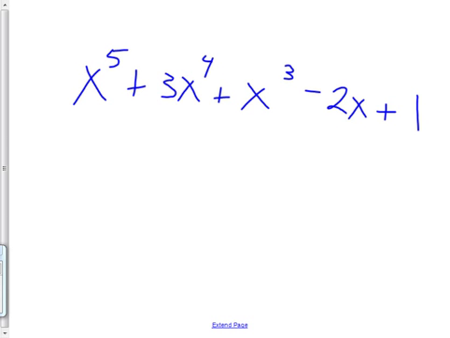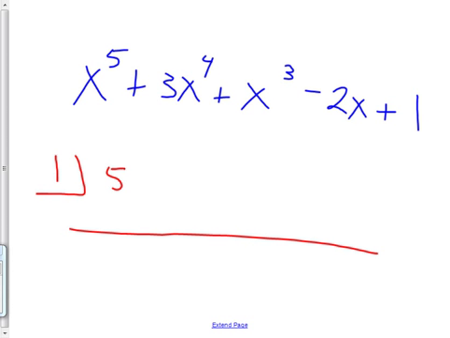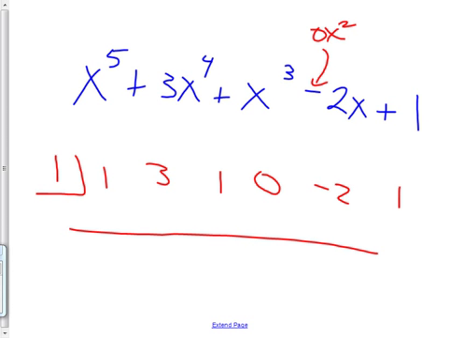So if I was doing synthetic, everybody please test the number 1 with synthetic on this. This is more important than that book. Test synthetic. We'll be done soon. 5. No, wait, it's not a 5. It's a 1. Then a 3. Then a 1. Then, wait a minute. A 0, that's right, because we have to hold the place. There were no x squareds in here. There's 0 x squareds, so I put 0. And then a negative 2, and then a 1. Would you test 1 for me with synthetic and see if it works?